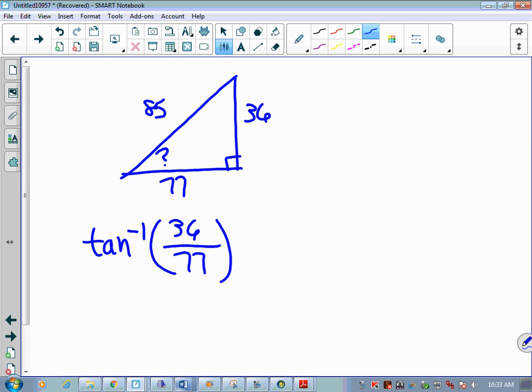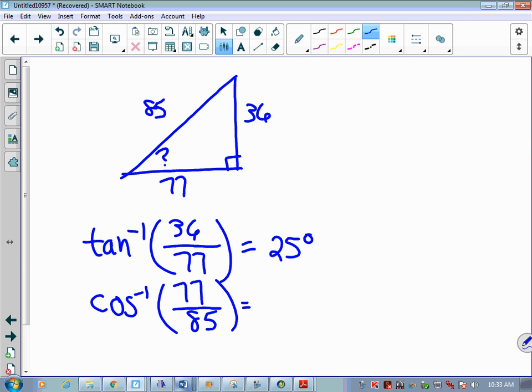If your calculator's in degree mode, you should be fine. So you might check the mode. What did you get? 25 degrees. Okay, 25 degrees. Now, here's the neat thing about this. Because I have all 3 sides, I don't have to use tangent. Like I said, you could have picked a different one. Cosine, right? Try out cosine. Cosine from here is going to be adjacent over hypotenuse. So 77 over 85. Anybody want to tell me what inverse cosine 77 over 85 comes out to? It comes out to 25 degrees.